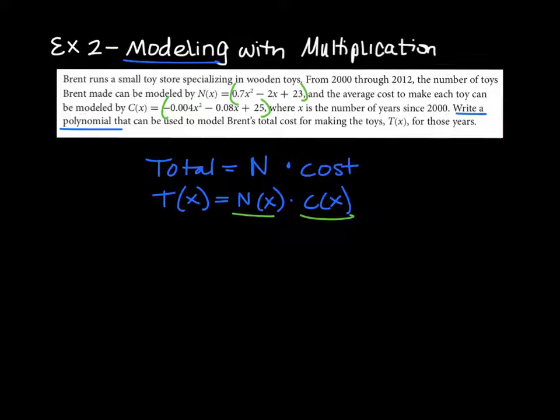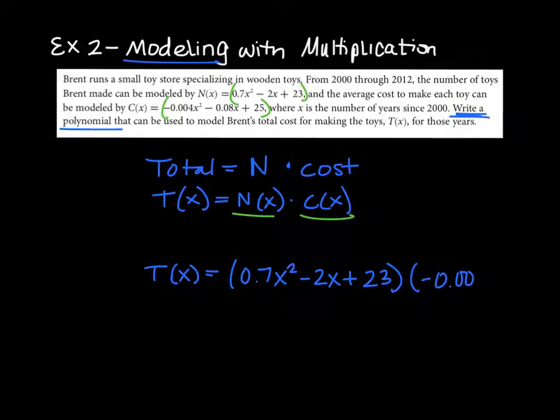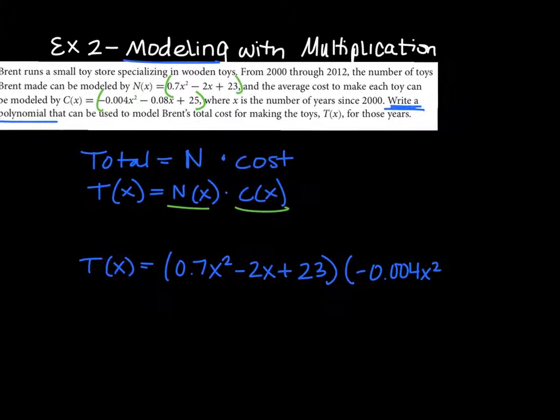So on these, because it just says to write, it doesn't specify that it needs to be simplified, I'm just going to say T of x equals 0.7x squared. I'm getting this from the word problem. This is what it tells me N of x is, times, and then I'm going to do C of x. I'm going to run out of room.